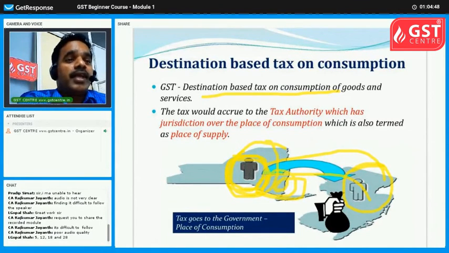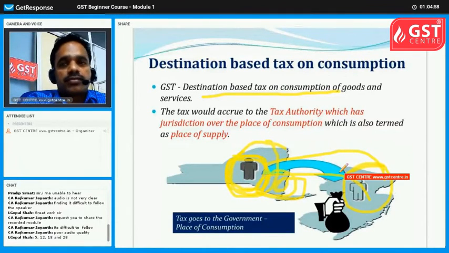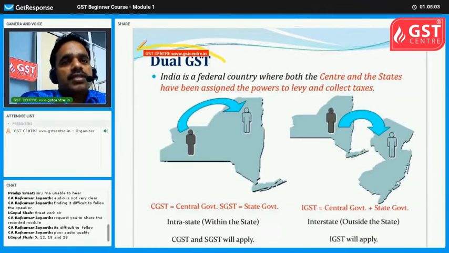That is why mainly producer states like Tamil Nadu, Maharashtra, Gujarat and all were making a lot of issues before deciding to implement GST. Okay, so the next point is dual GST. In India, dual GST is implemented.